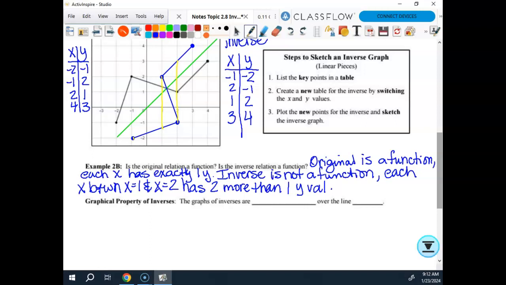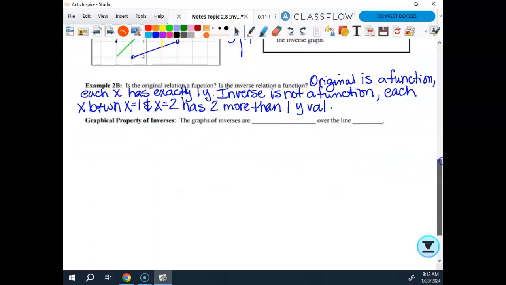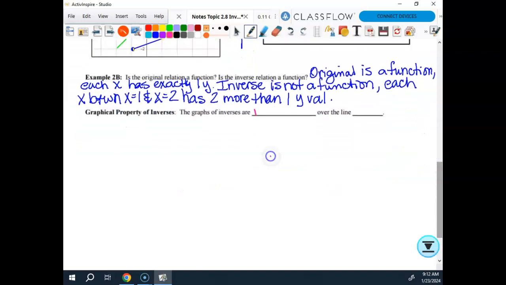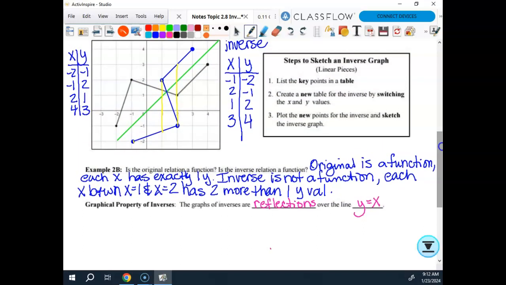Very good. Y equals x. So, graphical property of inverses: the graphs of inverses are reflections, and maybe you have to write it below and draw an arrow, that's okay if you can't write in the space, over the line y equals x, which should make sense because didn't we switch x and y? So y equals x and x equals y. We switch them, and then it reflects right over that line. So when you're graphing them, it is helpful to have that line drawn in.